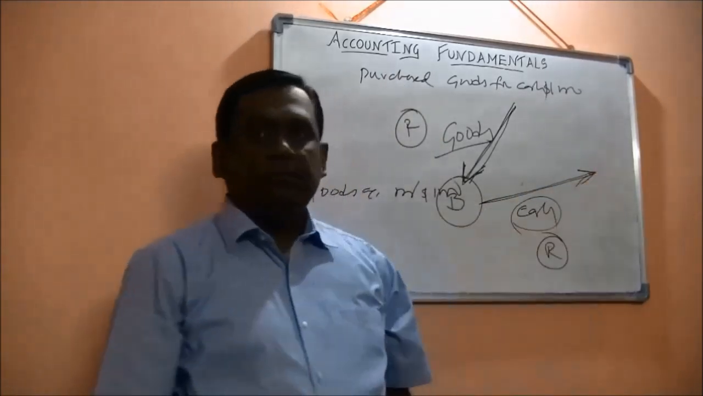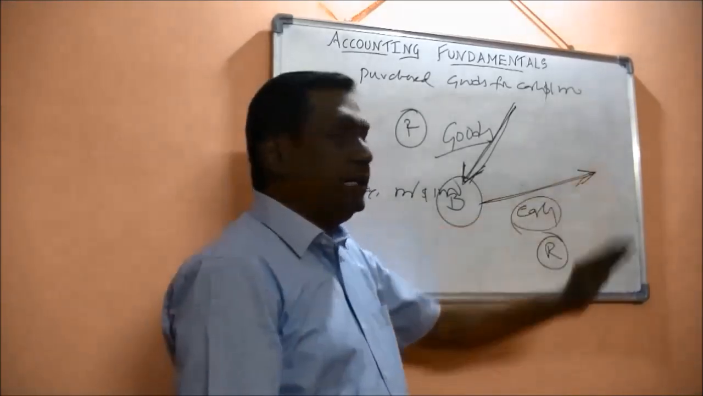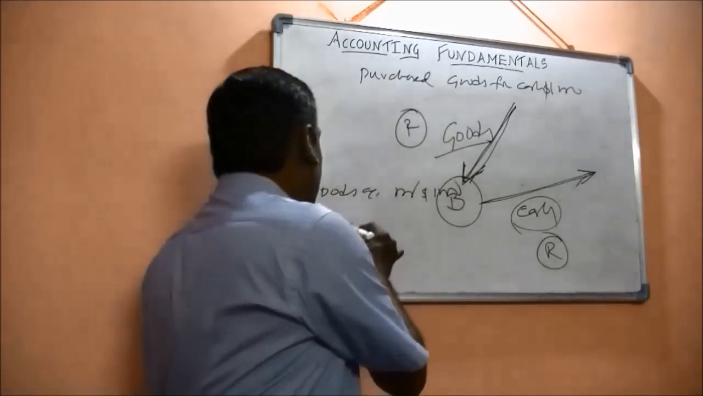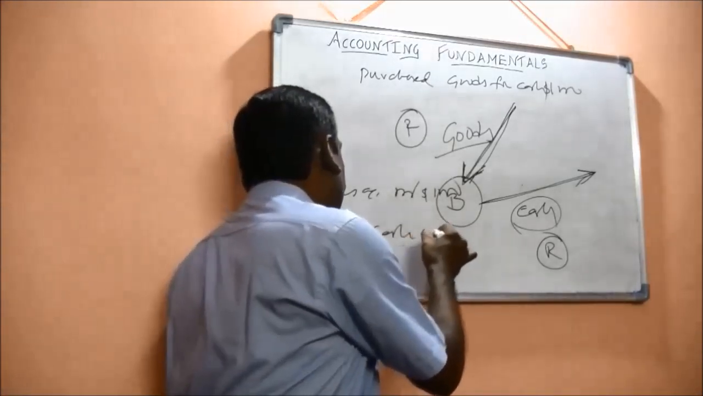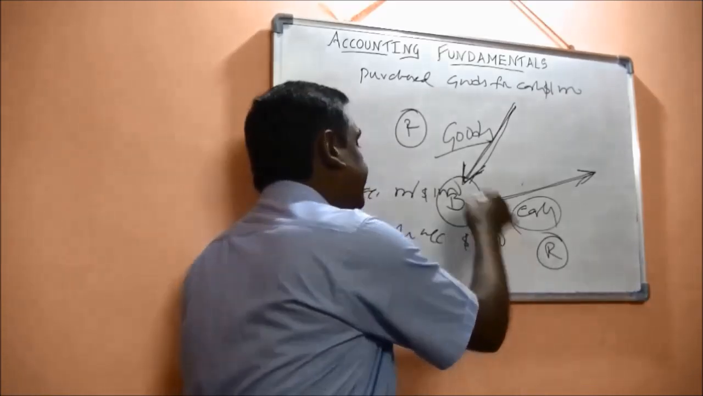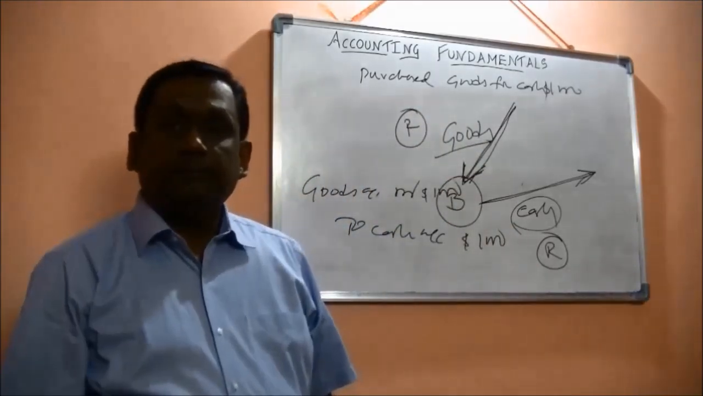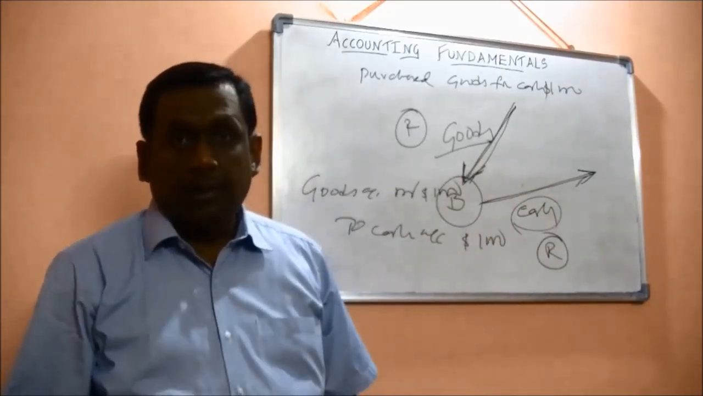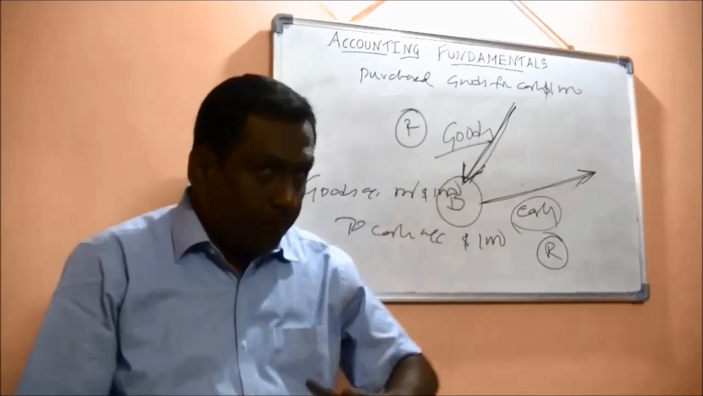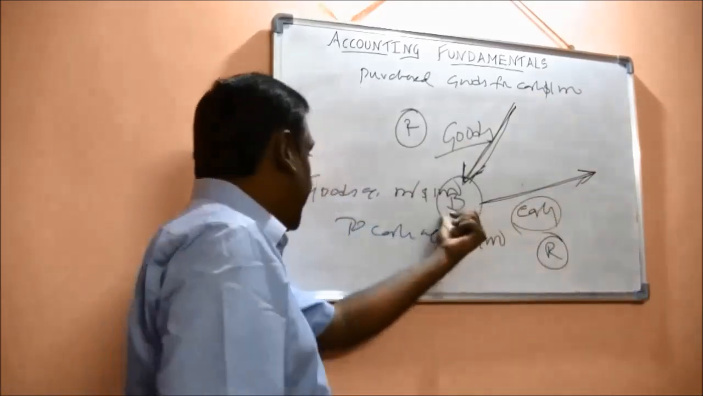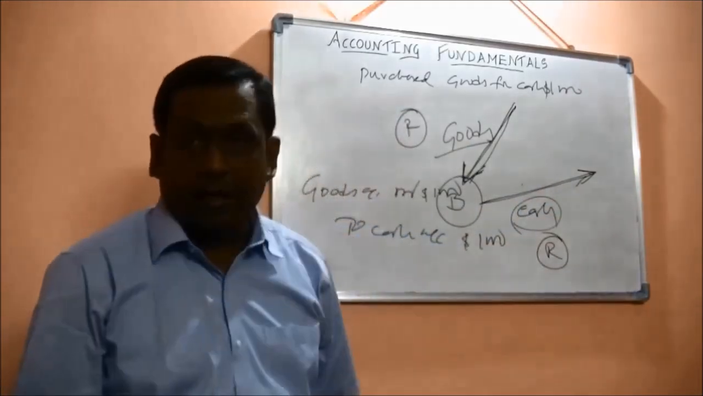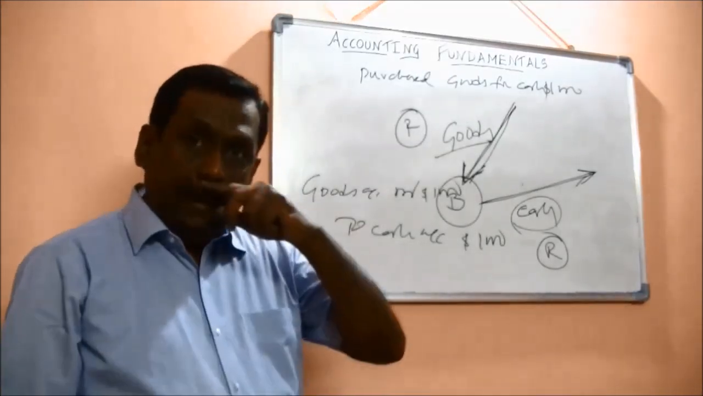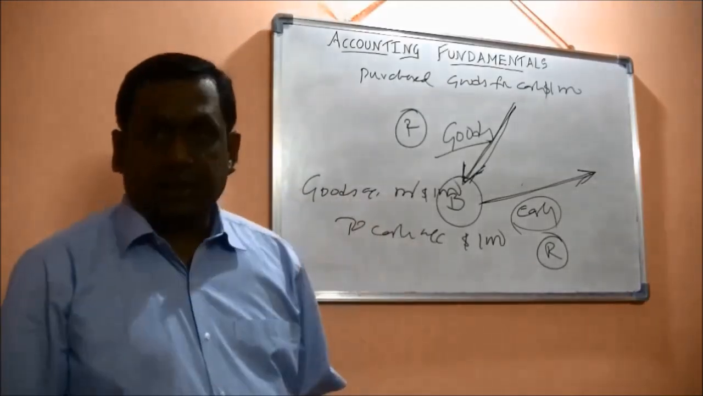What goes out? Cash. This giving aspect is cash. So you need to credit cash account, $1,000. The other way of looking at it: cash comes under real account. Principle: debit what comes in, credit what goes out. Here cash is going out, hence you need to credit cash. So the entry will be goods account debit to cash account.